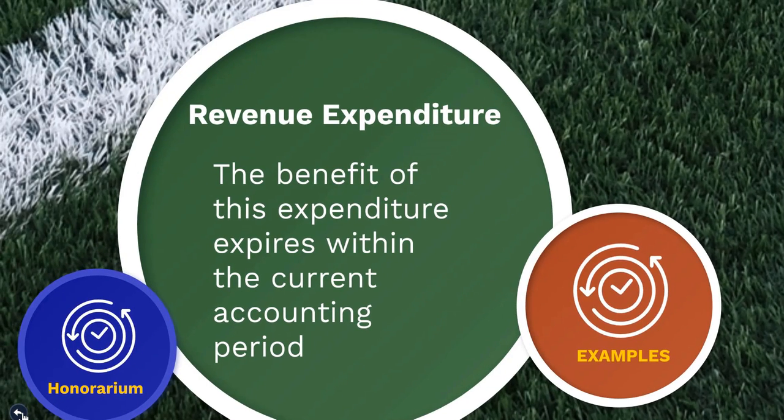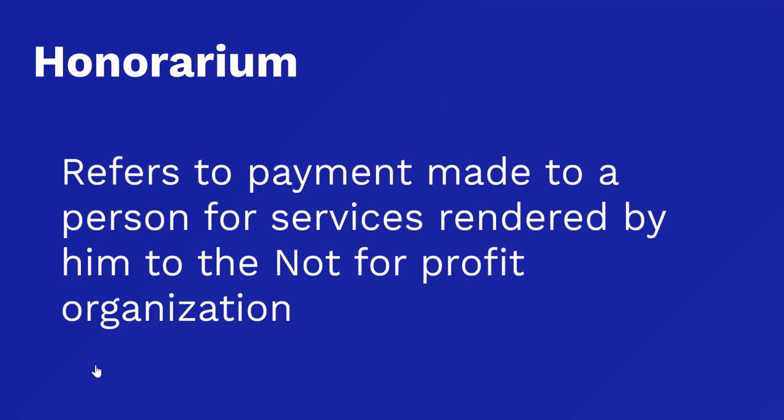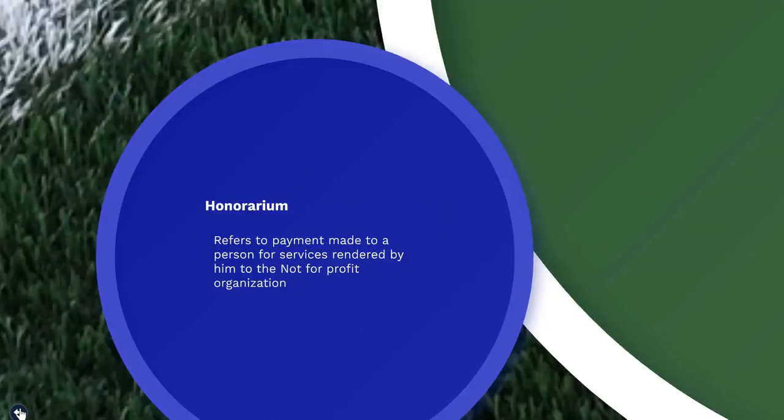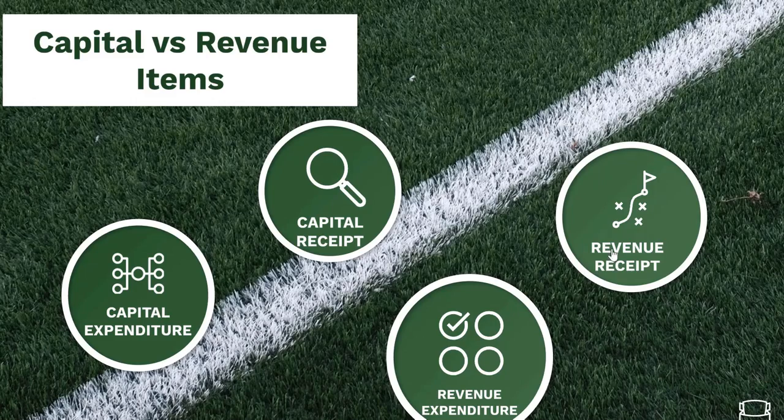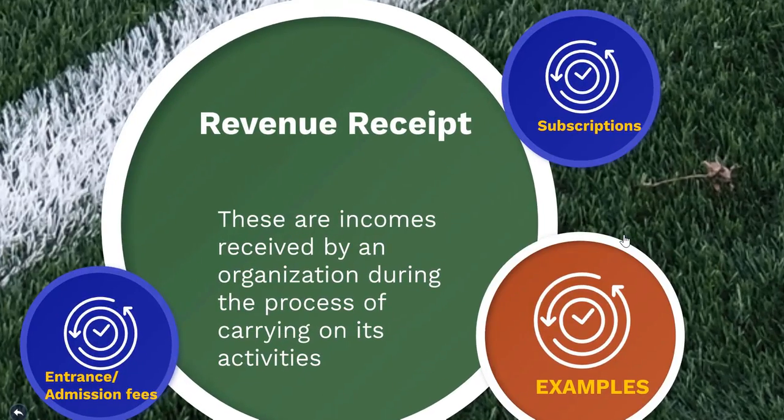A new term was introduced here, honorarium. Let's see what it is. It refers to payment made to a person for services rendered by him to the not-for-profit organization. Finally, revenue receipt. These are incomes received by an organization during the process of carrying on its activities.